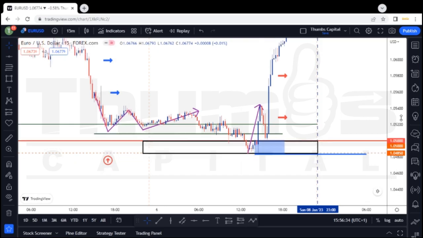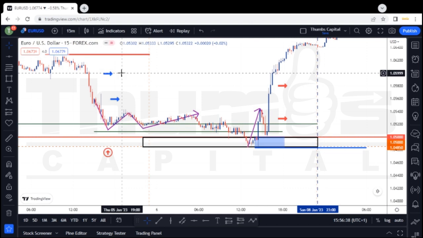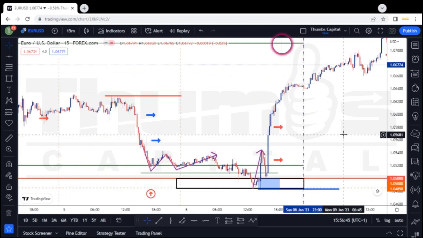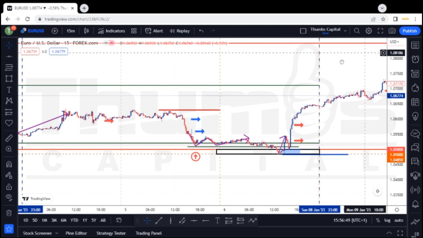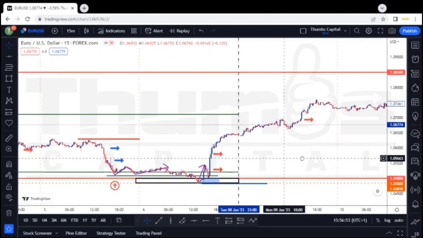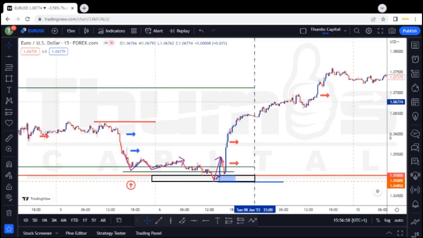My first target was the minor EBITDA price closest to the price magnet pulling price, that is the 1.0600 level. My second target was the intra-week contract high right here, and my final target was the next major EBITDA price, which is right here at 1.0850. All the targets were reached without any stress whatsoever.